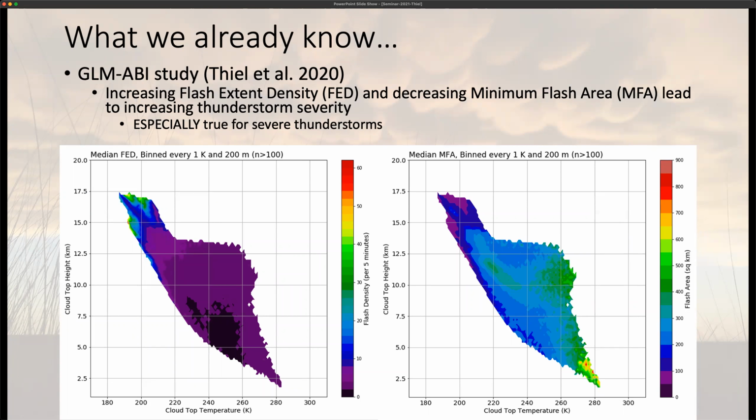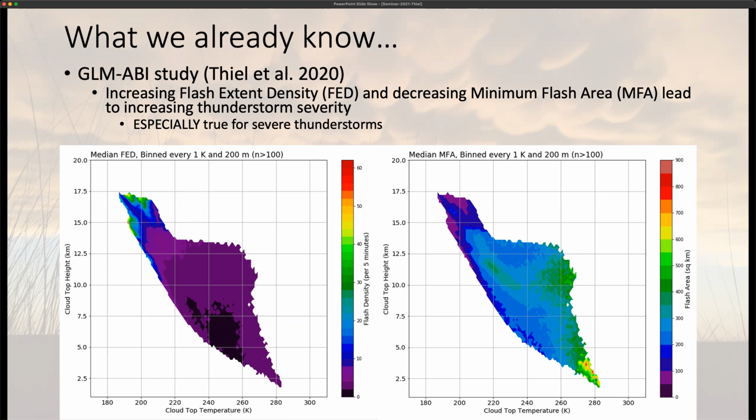So we've already discussed several things so far throughout my work as a master's student, and also a publication that came from that, Thiel et al. 2020. And the reference for that will be at the end of the presentation. But within this bulk GLM and ABI study, we showed that as you increase your thunderstorm severity, from the perspective of the ABI, looking at cloud top temperature and cloud top height, the flash extent density increased while minimum flash area decreased, and that's physically consistent.